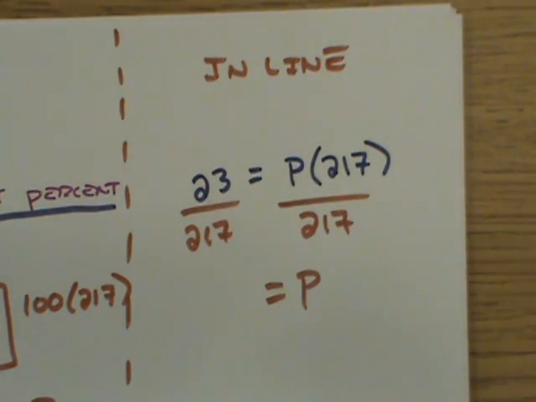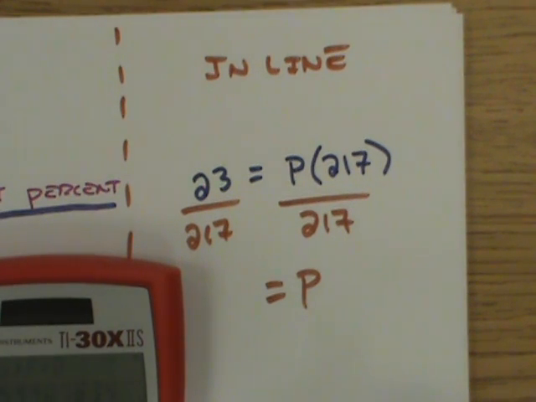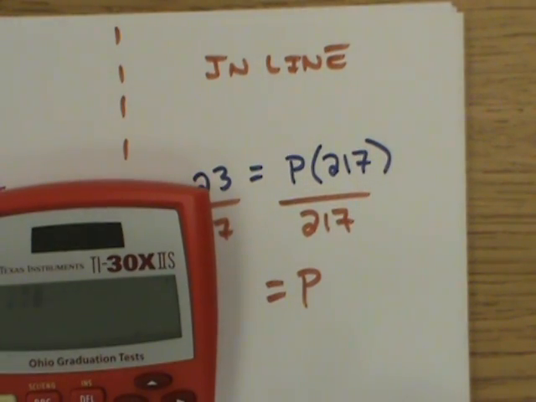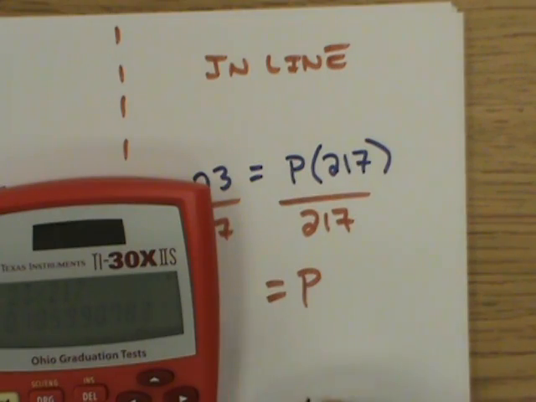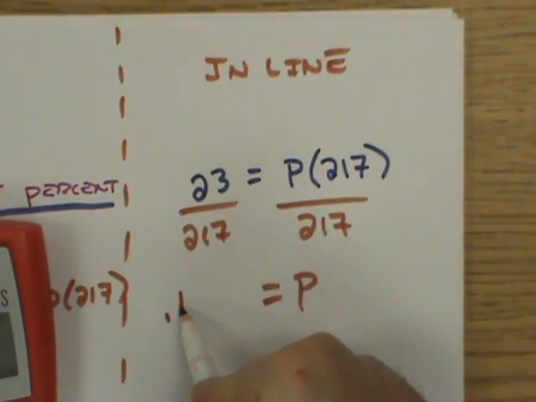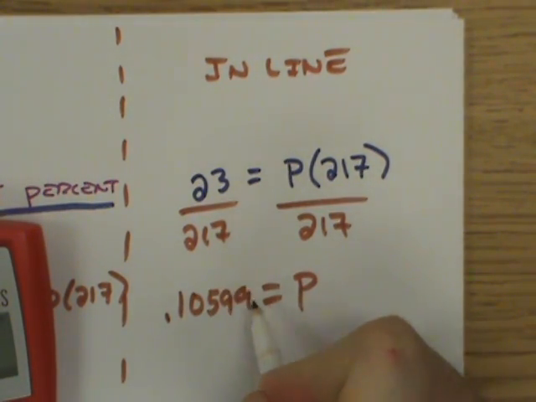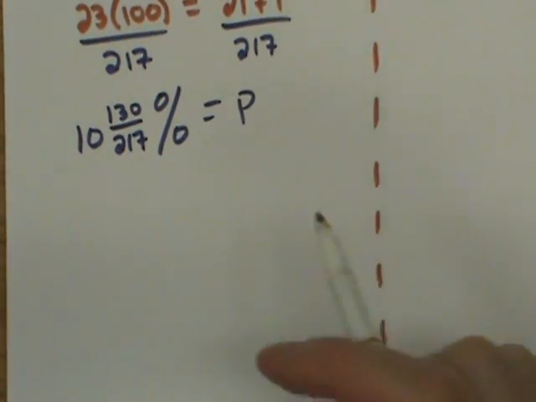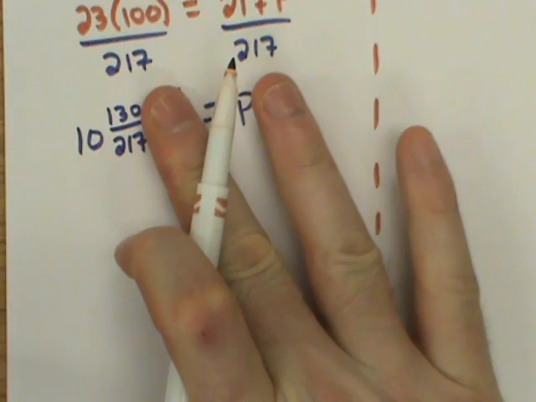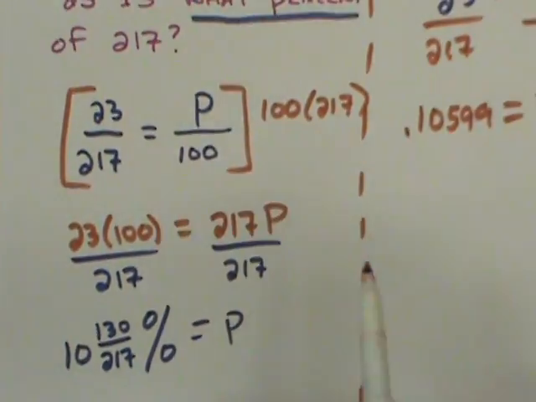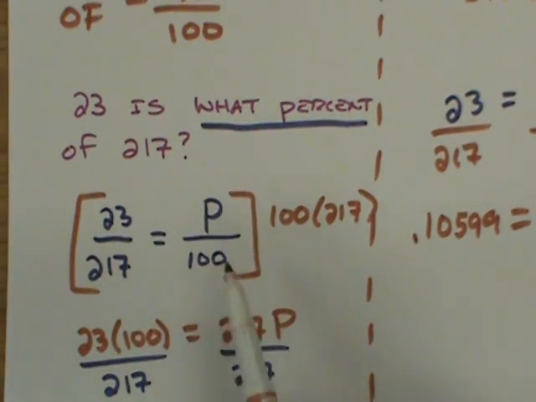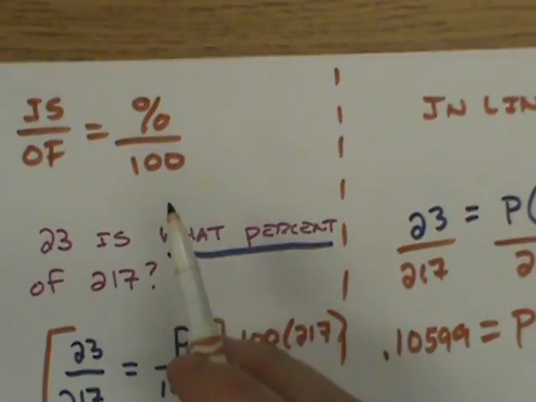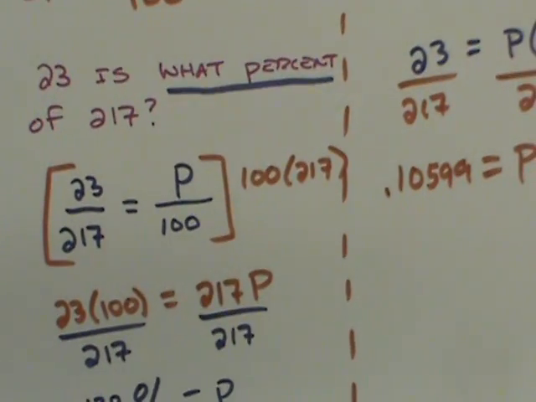Now when I put this in the calculator, I go 23 divided by 217. It gives me 0.10599. So as a decimal, this has already been moved over the 2 places. That is the percent that we're looking at. Where when you use the proportion method, it's not going to give you the percent. You have to know that it's a percent because that's where you were putting your variable originally, right there, which represented the percent. There's your third example.